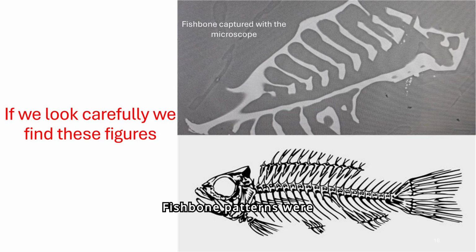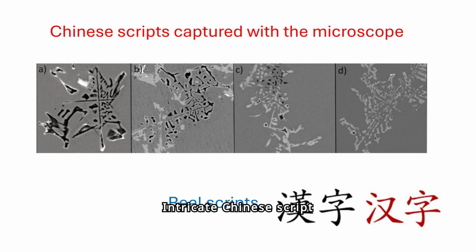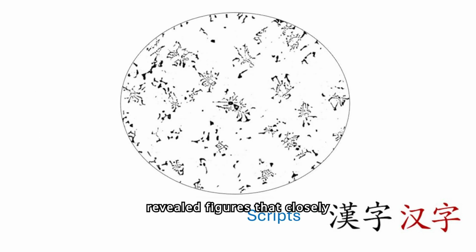Fishbone patterns were captured using the microscope. Look closely to see these fascinating figures. The similarity and accuracy of the parts of the skeleton are incredible, with a well-defined mouth, its eye, spine, and fins. Intricate Chinese script patterns were also captured under the microscope, resembling real scripts. The microscope revealed figures that closely resemble known scripts, bridging art and science.